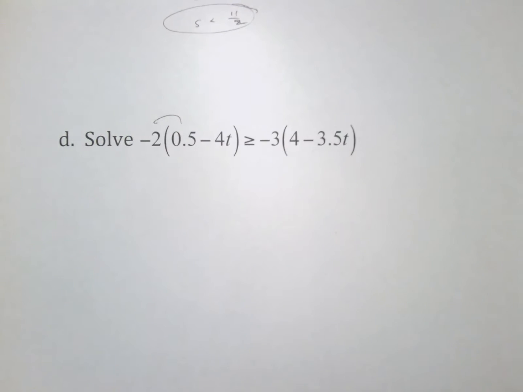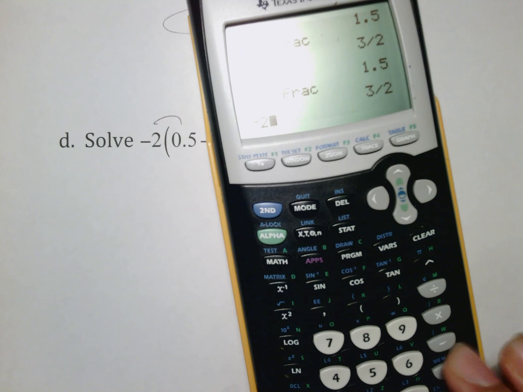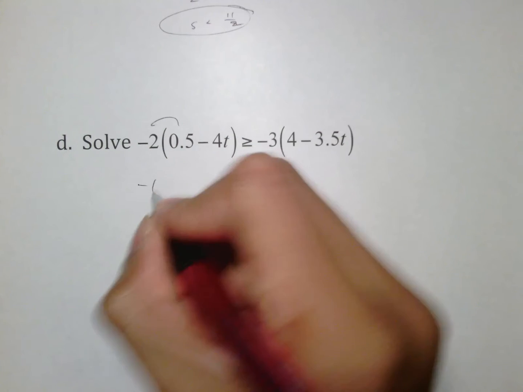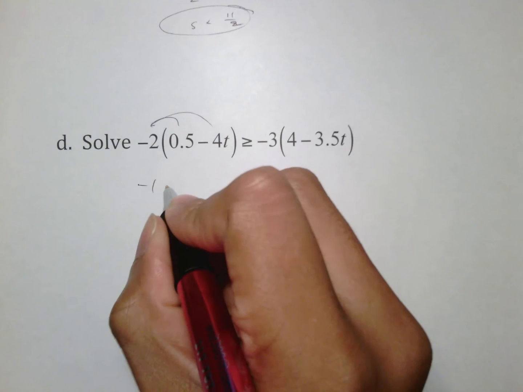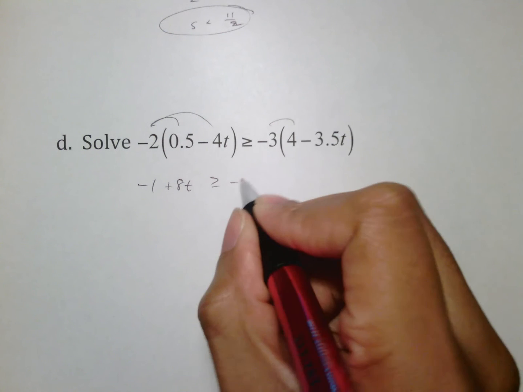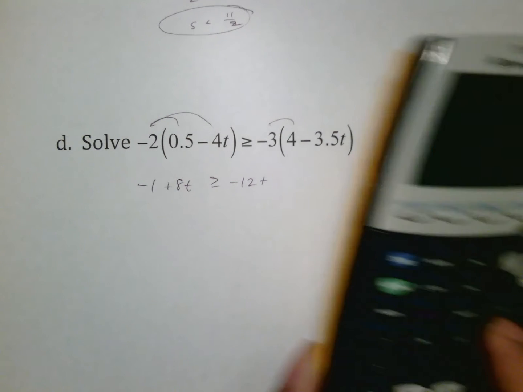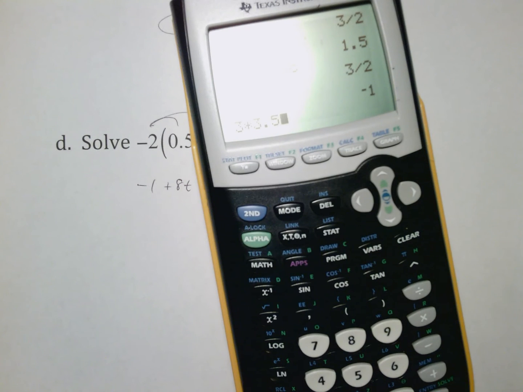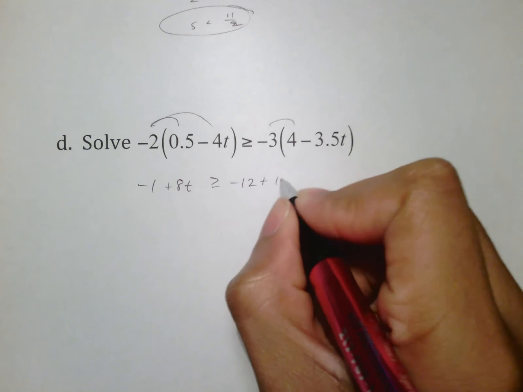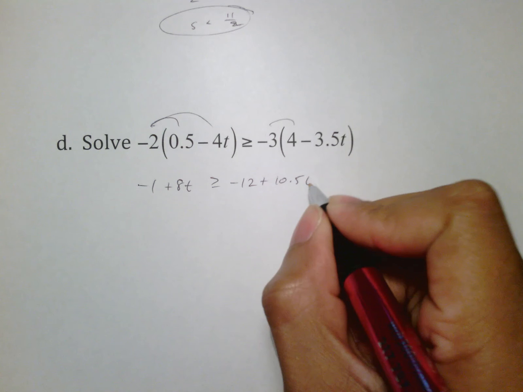Here, negative 2 times 0.5. Again, if you don't know, just get your calculator. Negative 2 times 0.5 gives us negative 1. Negative 2 times negative 4t is plus 8t. Copy the sign. This makes negative 12. I'm sure this will be plus, but I'm not sure what. 3 times 3.5 gives us 10.5. And from there we have to go, 10.5t.